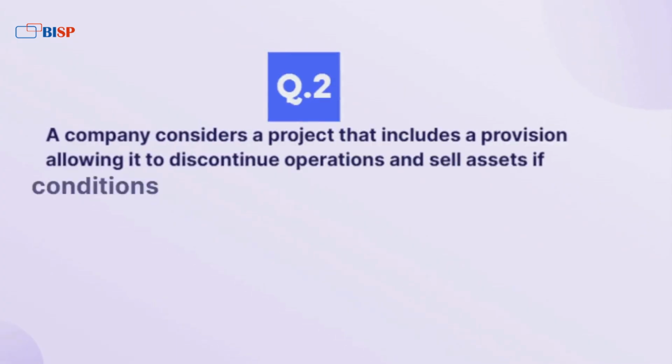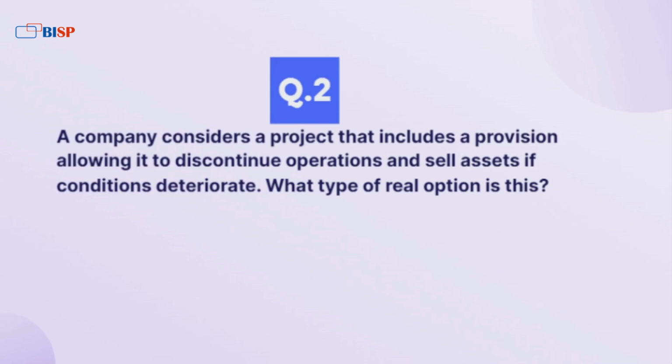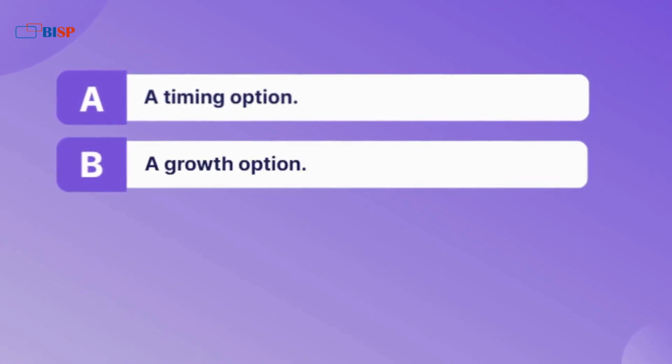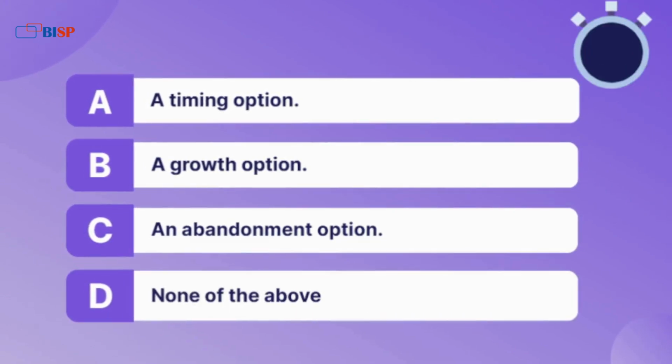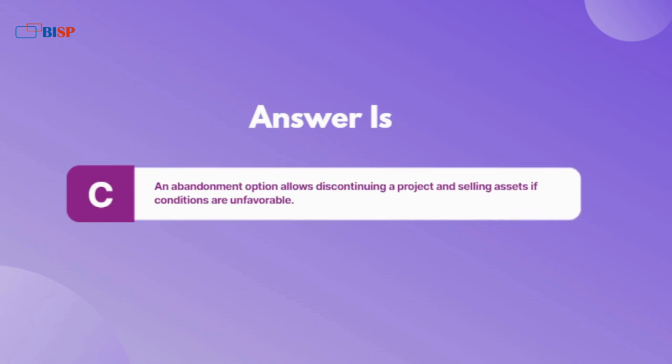A company considers a project that includes a provision allowing it to discontinue operations and sell assets if conditions deteriorate. What type of real option is this? A. A timing option. B. A growth option. C. An abandonment option. D. None of the above. Answer is C. An abandonment option allows discontinuing a project and selling assets if conditions are unfavorable.